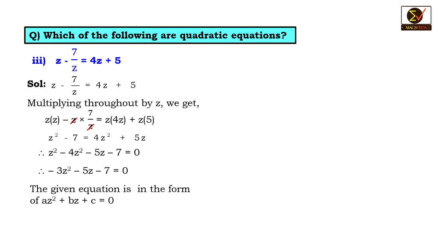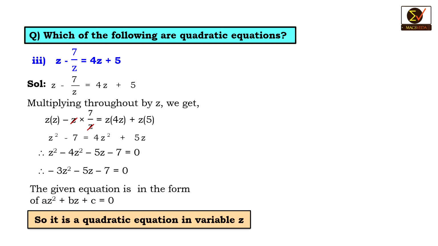And this is in the form of ax square plus bx plus c is equal to 0. Instead of x we are having the variable z. So it is a quadratic equation in the variable z. Next problem.